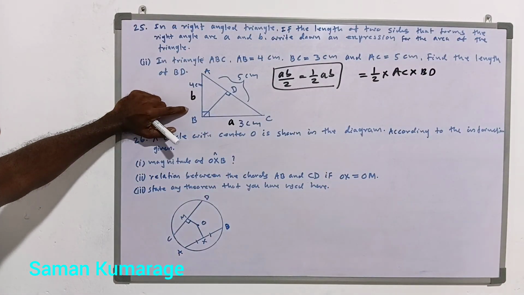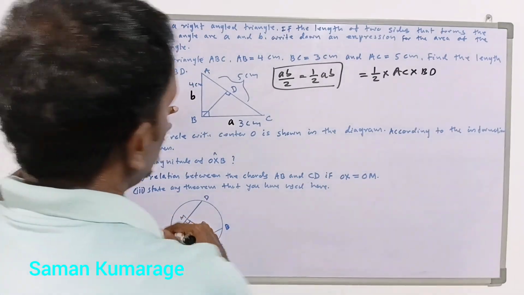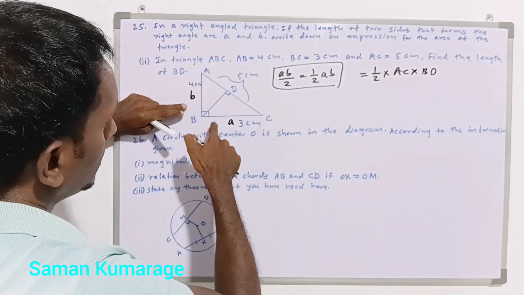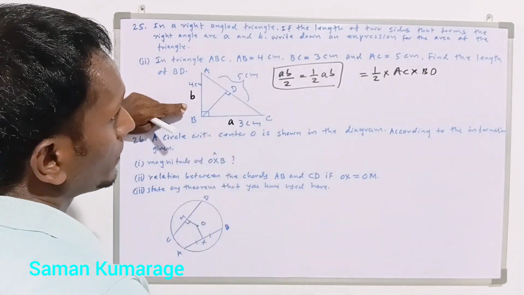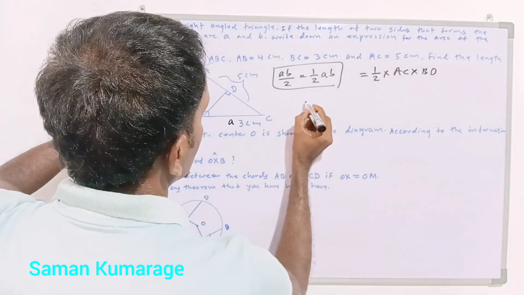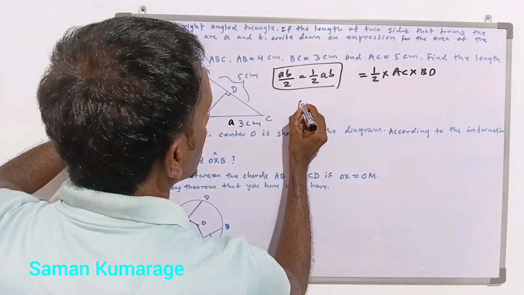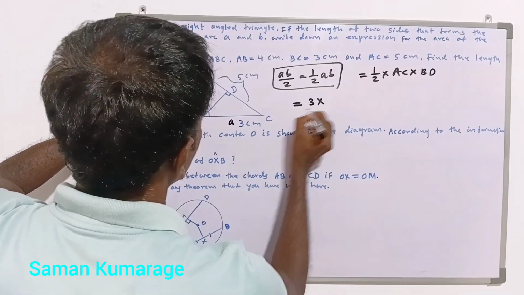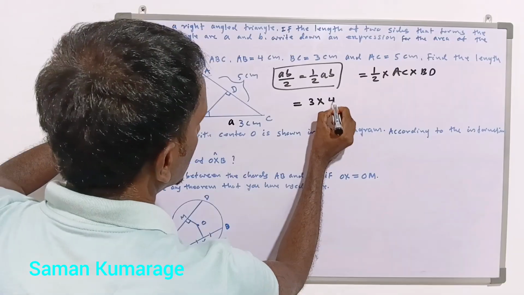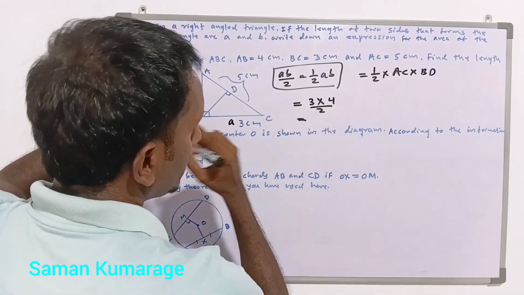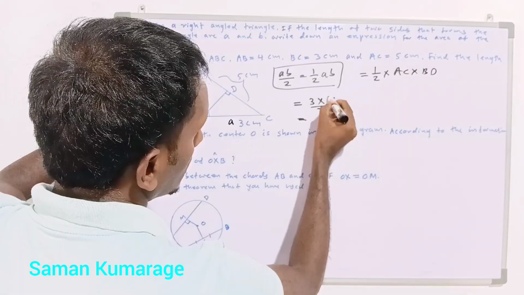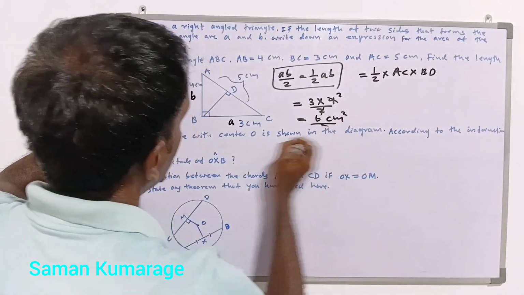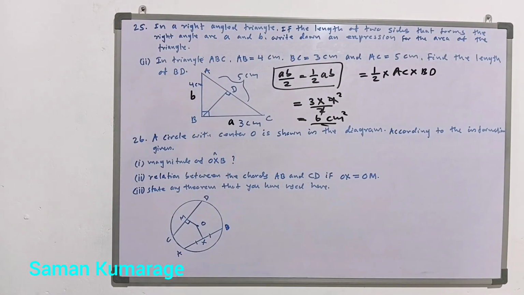Okay. So before that, we need to find the area of this triangle using this AB. So A is 3, B is 4, divided by 2, we will get 6 square centimeters as the area of this triangle.